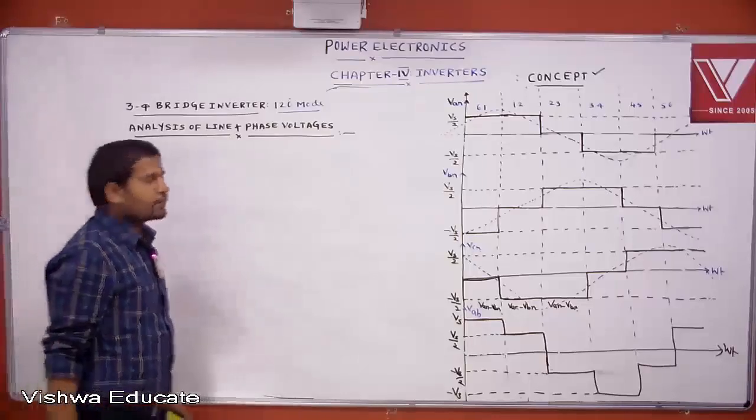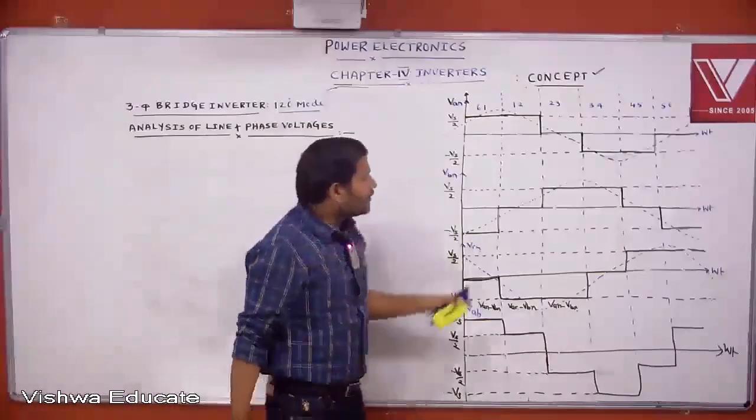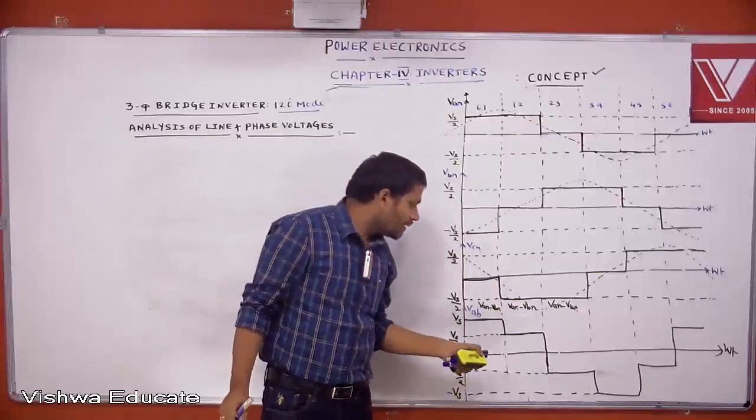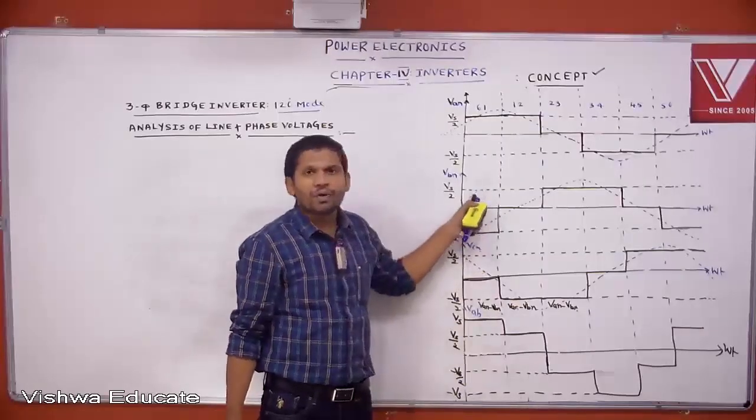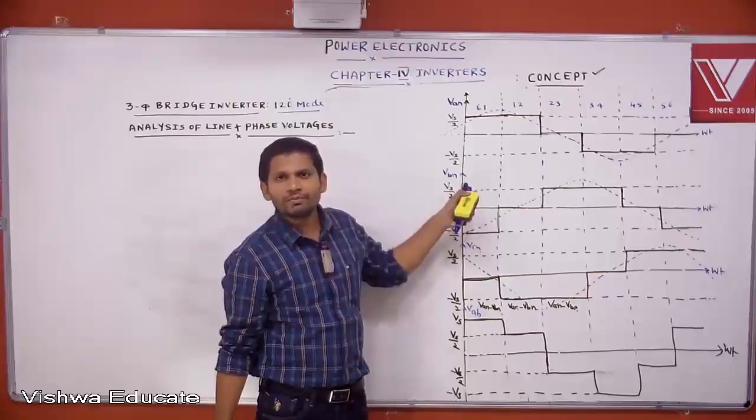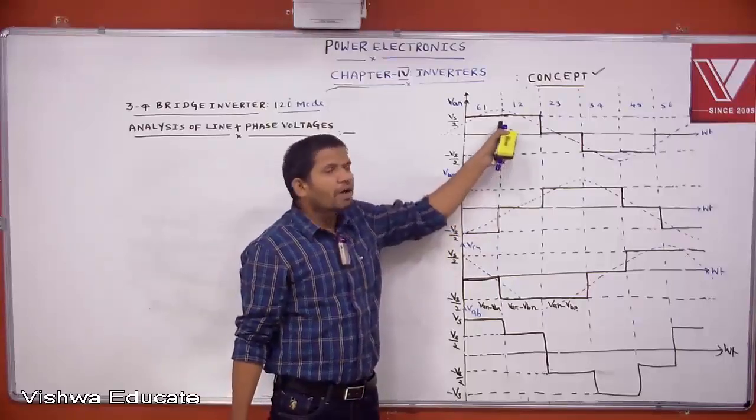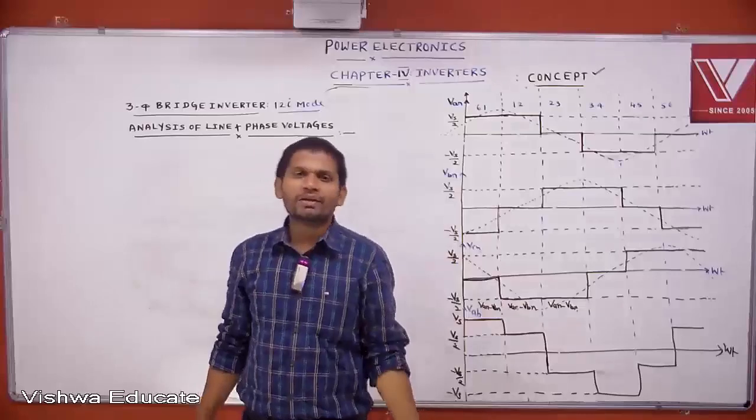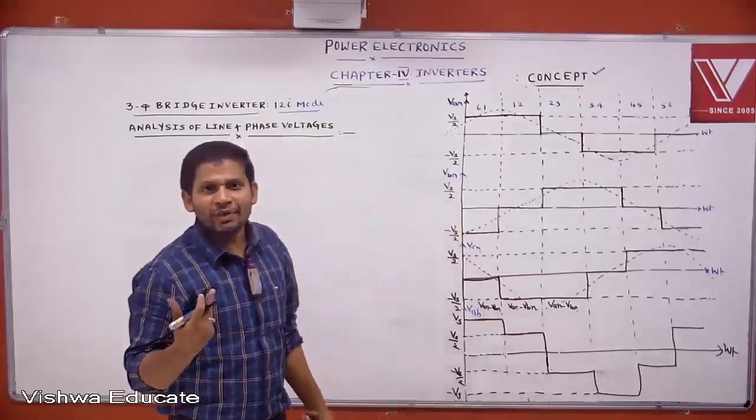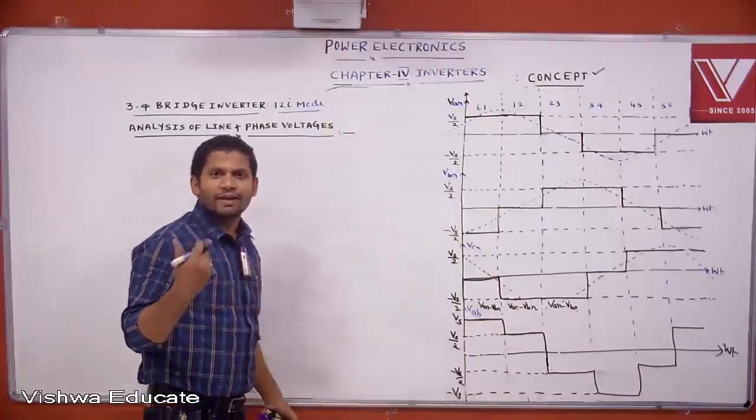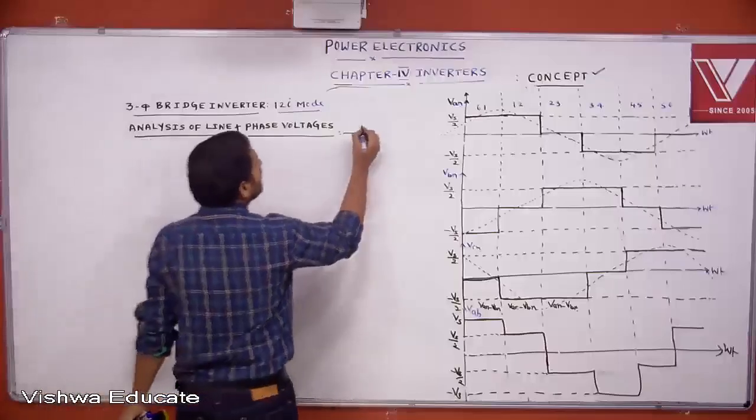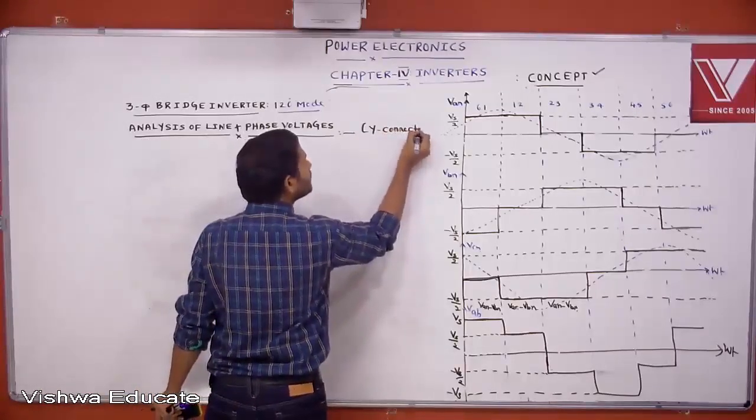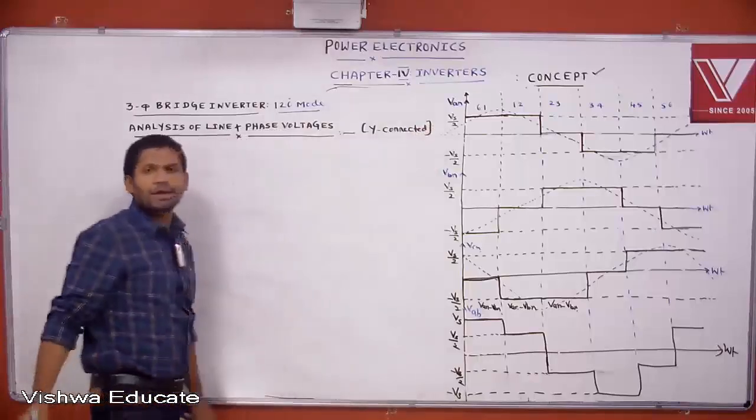Now tell me, for simplicity, for which waveform is it easy to calculate the RMS value, line waveform or phase waveform? It's the phase waveform because it has a constant amplitude, but here the amplitude is changing. Then you calculate phase, and knowing the relation between phase and line, you can write the line also. Here I am explaining for a star connected load. Assume that loads are star connected.